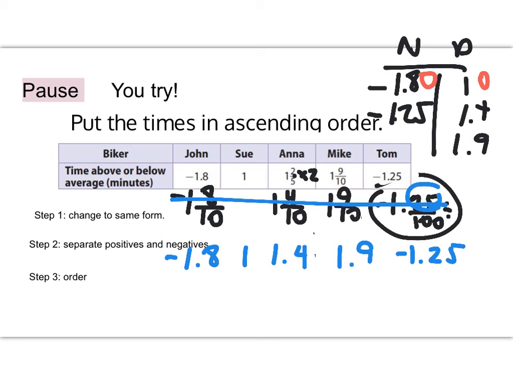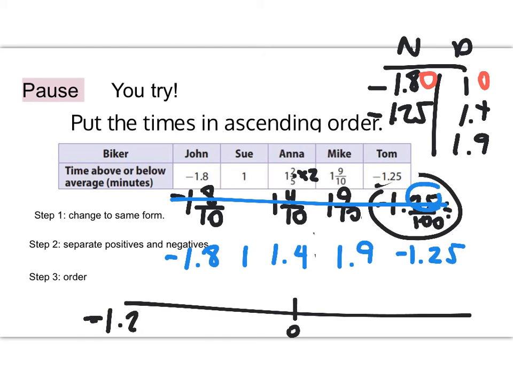And now I'm ready to put them in order. So my number line is drawn. There's my 0. I'm going to start with my negatives. Which one is furthest away from 0? So remember, it is the larger number. So if I'm just looking at the number 1.80, I know that is more than 1.25. So my negative 1 8/10 is further than negative 1 25/100.